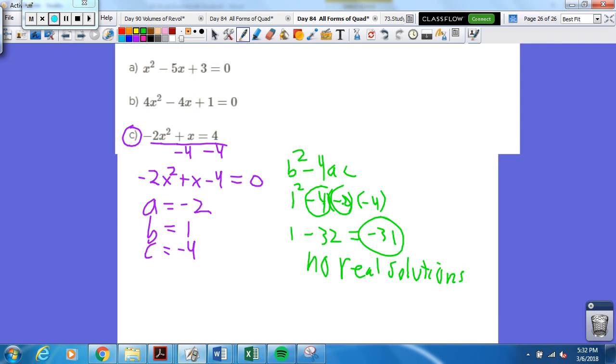There you go. So that would mean our graph might look something like this. Or my graph might look something like this. It's not going to touch the x-axis at all.